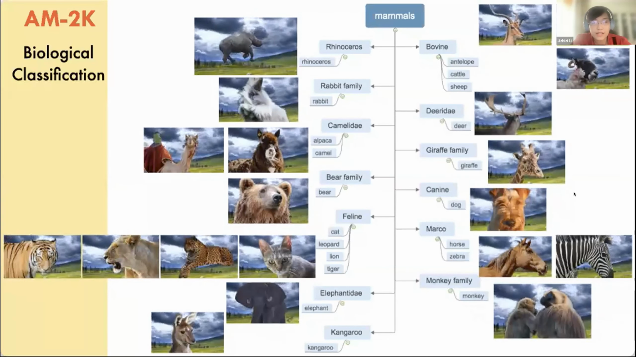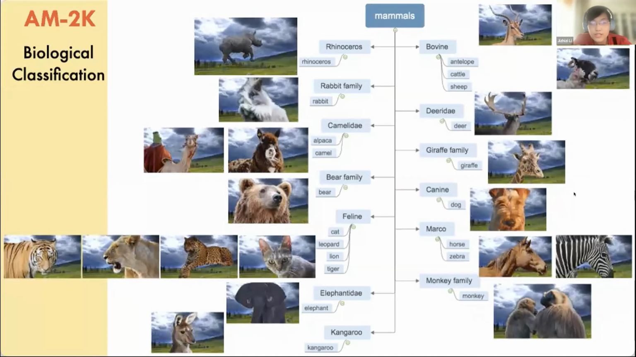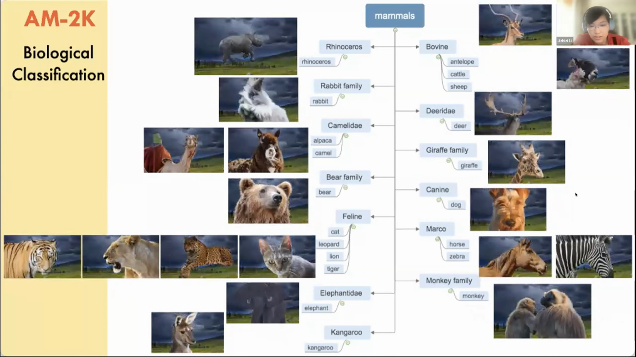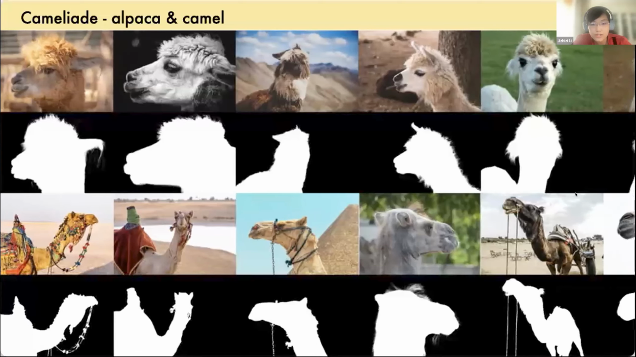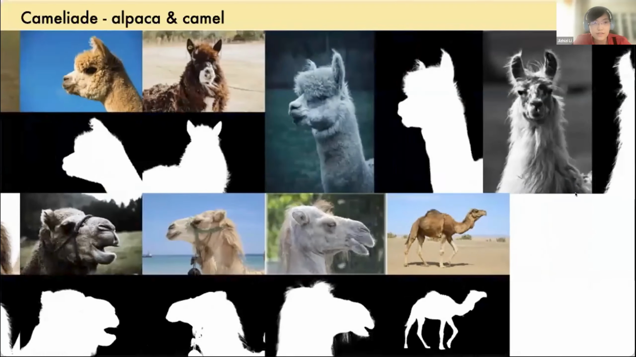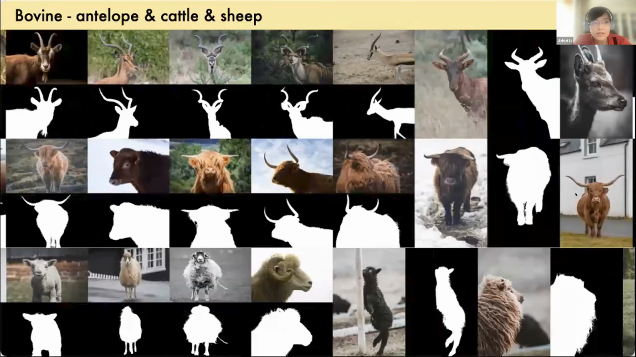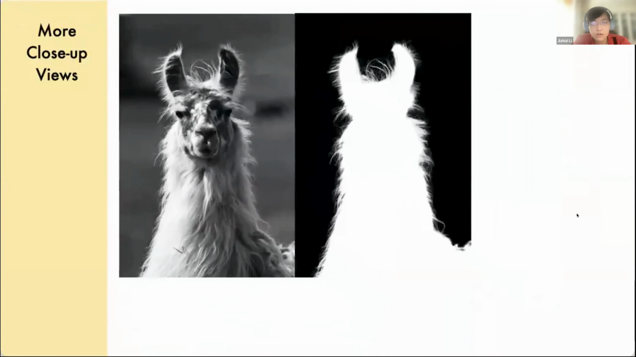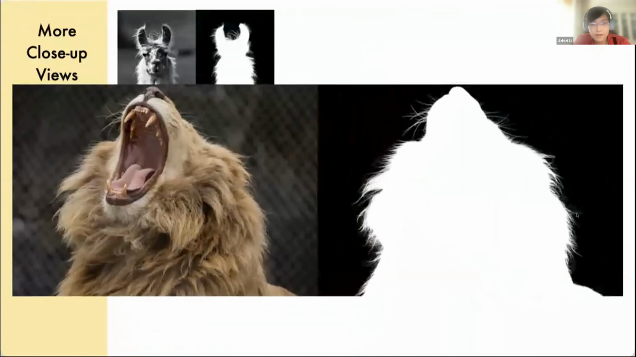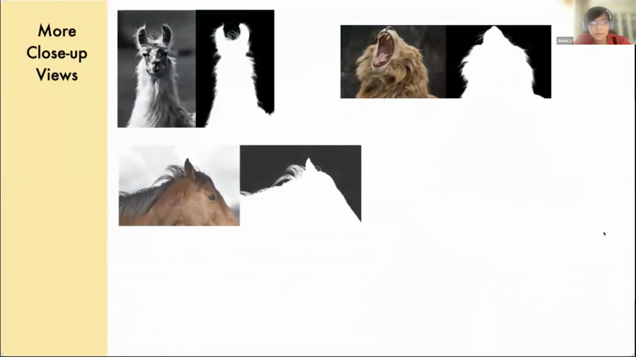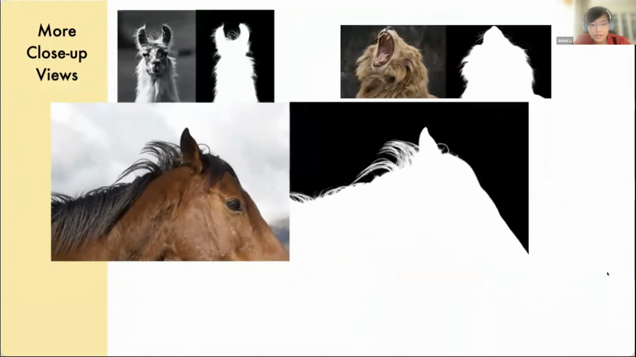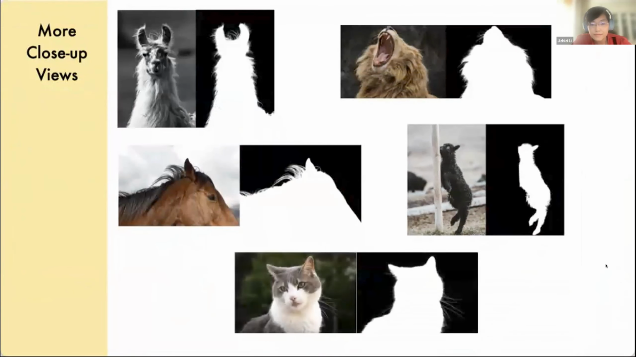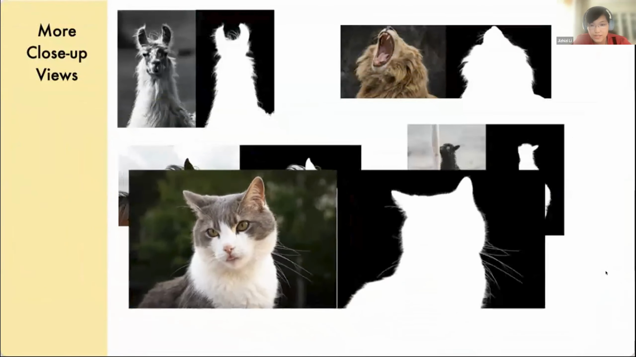We also propose a dataset we call AM2K, consisting of 2000 high resolution images of animals from 20 categories, including very fine, very meticulous details. Here are some examples: these are alpaca and camel, and these are antelope, cattle, and sheep. Here are more close-up views of the dataset. We annotated this dataset with professionals and also by ourselves, and we publish the whole dataset for anyone who wants to use it. It is under a commercial license.